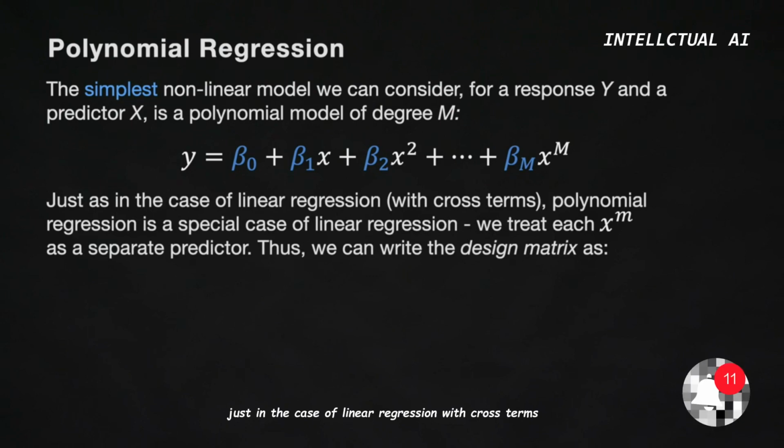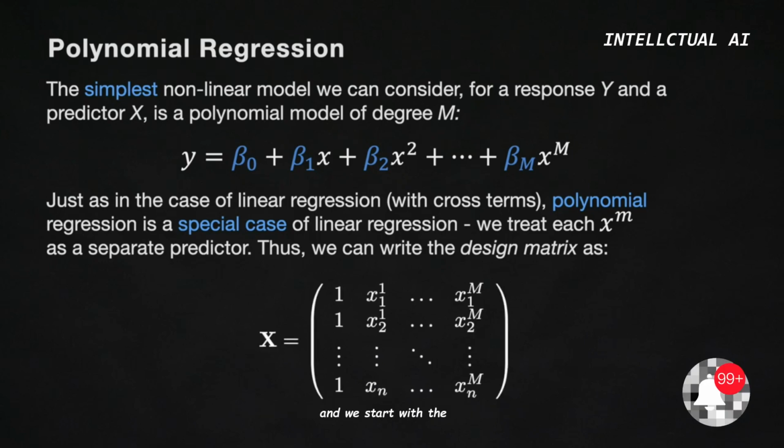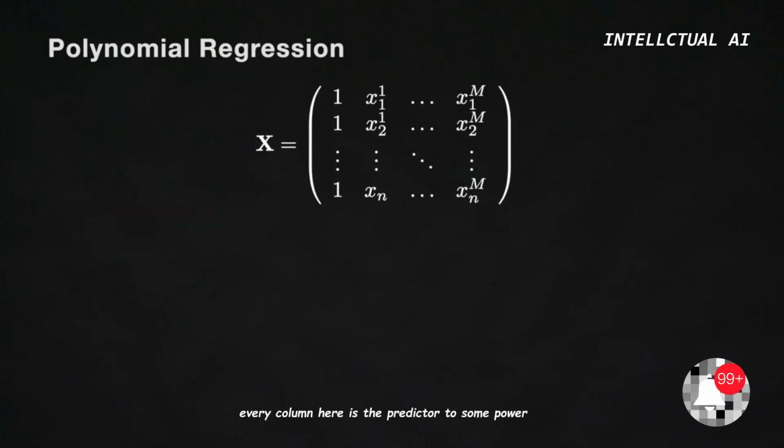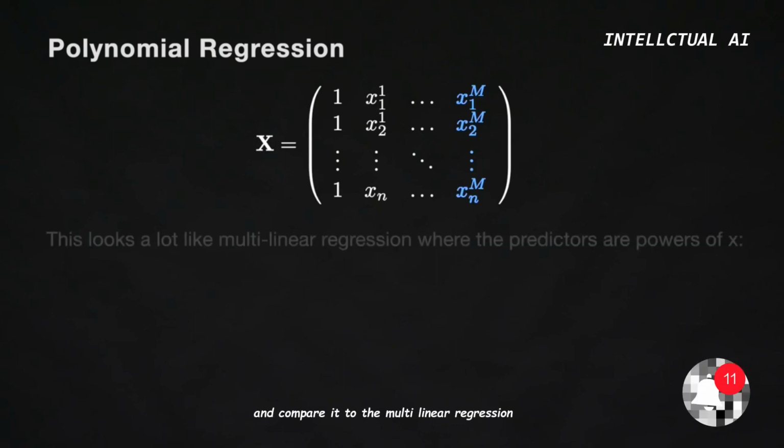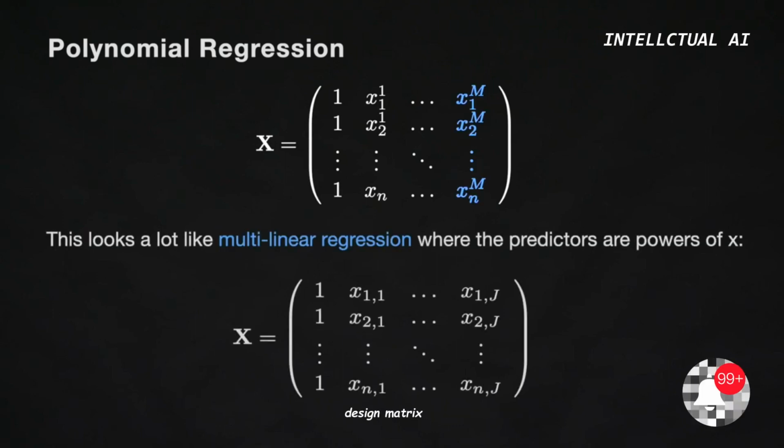Just as in the case of linear regression with cross terms, polynomial regression is a special case of linear regression. We treat each x to some power m as a separate predictor. Thus we can write the design matrix, and we start with the design matrix of a polynomial regression. Every column here is the predictor to some power, and compare it to the multilinear regression design matrix, in which each column corresponds to one predictor. What we can see is that if we turn every column of the polynomial design matrix into a different predictor, we can use the same methodology we use for the multilinear regression.